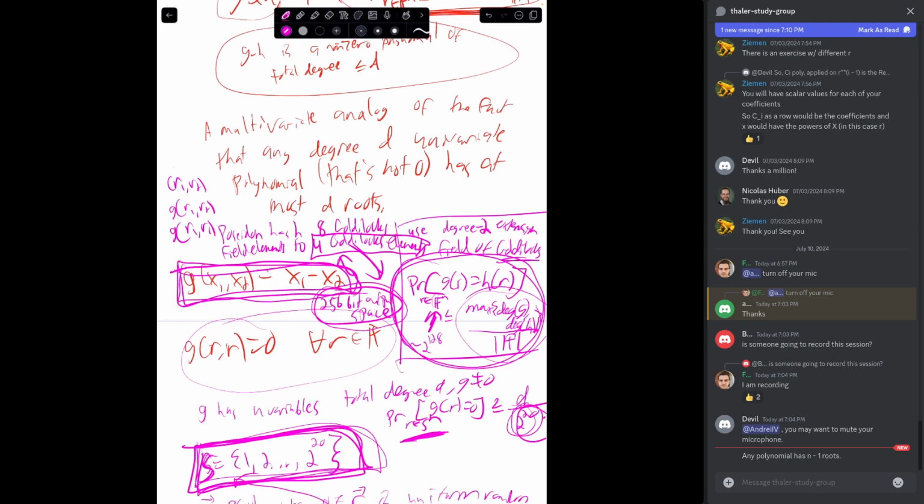So if the two coordinates are chosen independently at random, you're good. Schwartz-Zippel applies. If they're chosen in a correlated manner, as here, Schwartz-Zippel doesn't apply at all, and it can't apply because this thing has very low degree, but spits out 0 at any input of the form r1 comma r1.